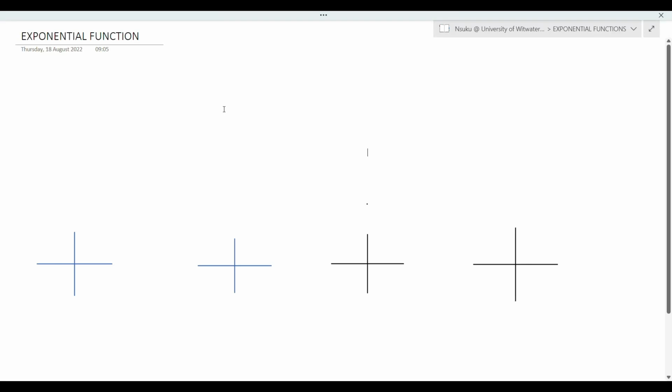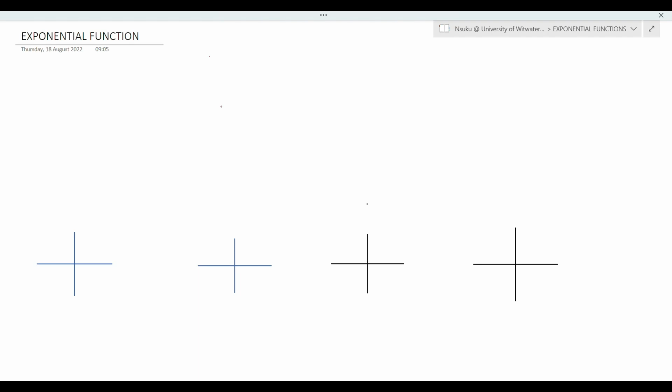Good day. So in this video, we're going to be looking at exponential graphs. So without wasting any more time, let's dive straight into it. Firstly, we're going to start with analyzing the general equation of an exponential graph.